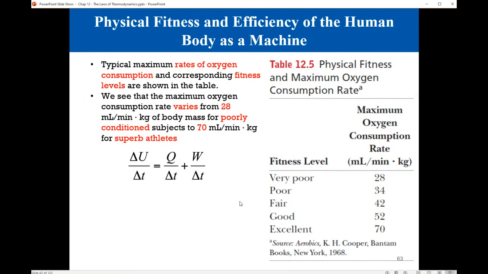In this table, we have the physical fitness and maximum oxygen consumption rate, just to give you an idea. For an excellent fitness level, the oxygen consumption would be 70 milliliter per minute per kilogram. While for very poor fitness level, you are talking 28 milliliter per minute per kilogram. So to improve your fitness level, you need to improve the oxygen consumption here. Okay? As simple as that.